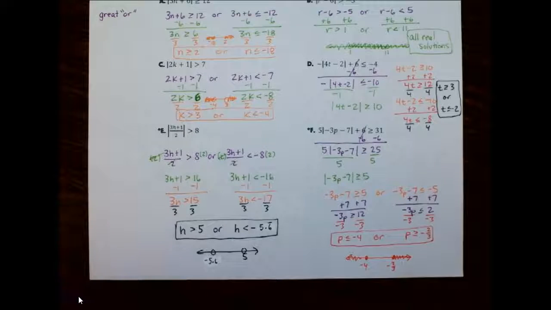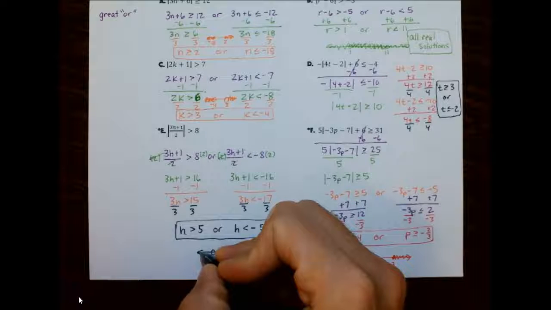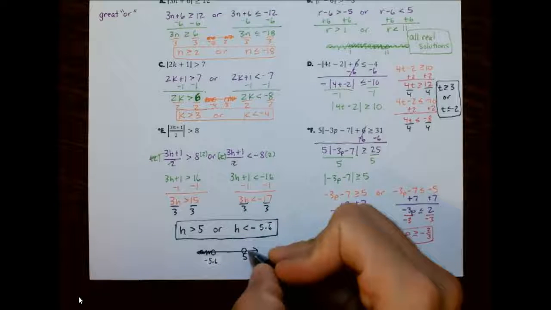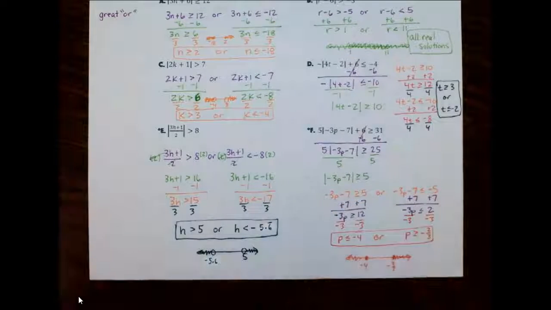Alright, so for E, you should have gotten h is greater than 5, or h is less than negative 5.6. So you would have an open circle on negative 5.6, shaded to the left, open circle on 5, shade to the right. For F, you should have gotten p is less than negative 4, or p is greater than negative 2/3. So closed circle on negative 4, shade to the left, closed circle on negative 2/3, shade to the right.